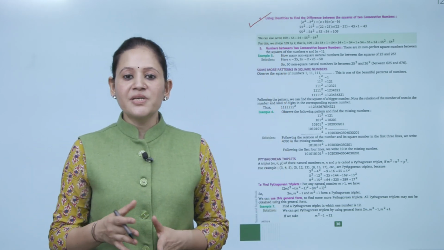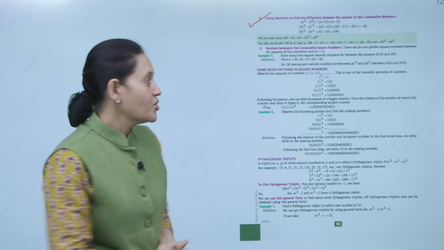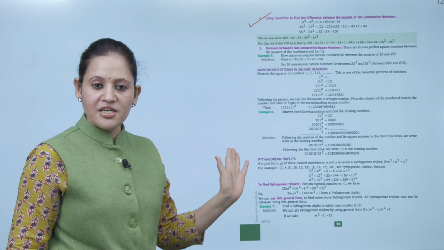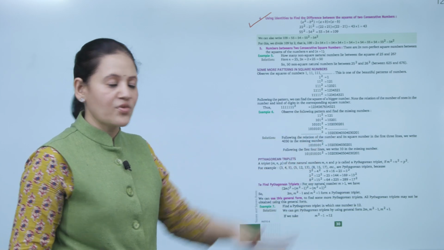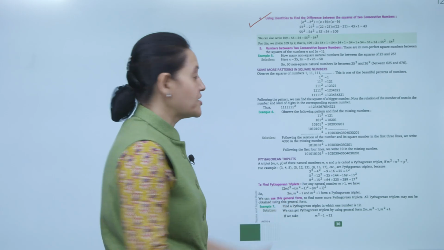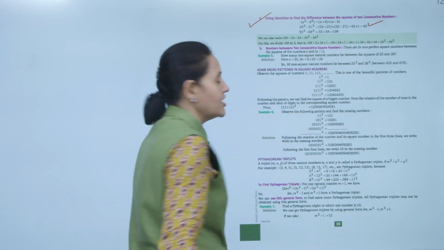So, a square minus b square equals (a plus b) multiplied by (a minus b). So, 22 square minus 21 square. Here the number is in the form of a square minus b square, so we can write it in the form of (a plus b) multiplied by (a minus b), and then we solve it, that is equal to 43.